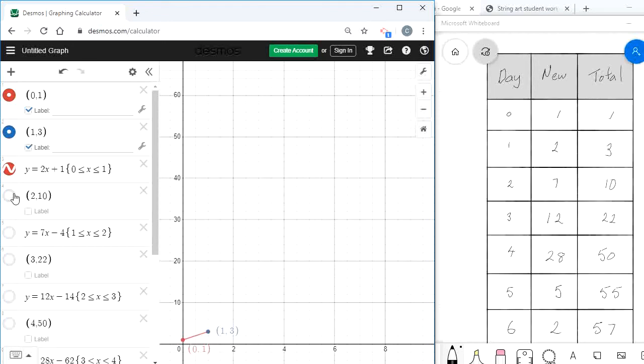Put in day 2. I've still gone across 1 day, but this time I've gone from 3 to 10 because 7 new people got sick. So across 1 and up 7. The gradient of this little bit here is 7 over 1, or 7. As we said, the bigger the number, the steeper this is.